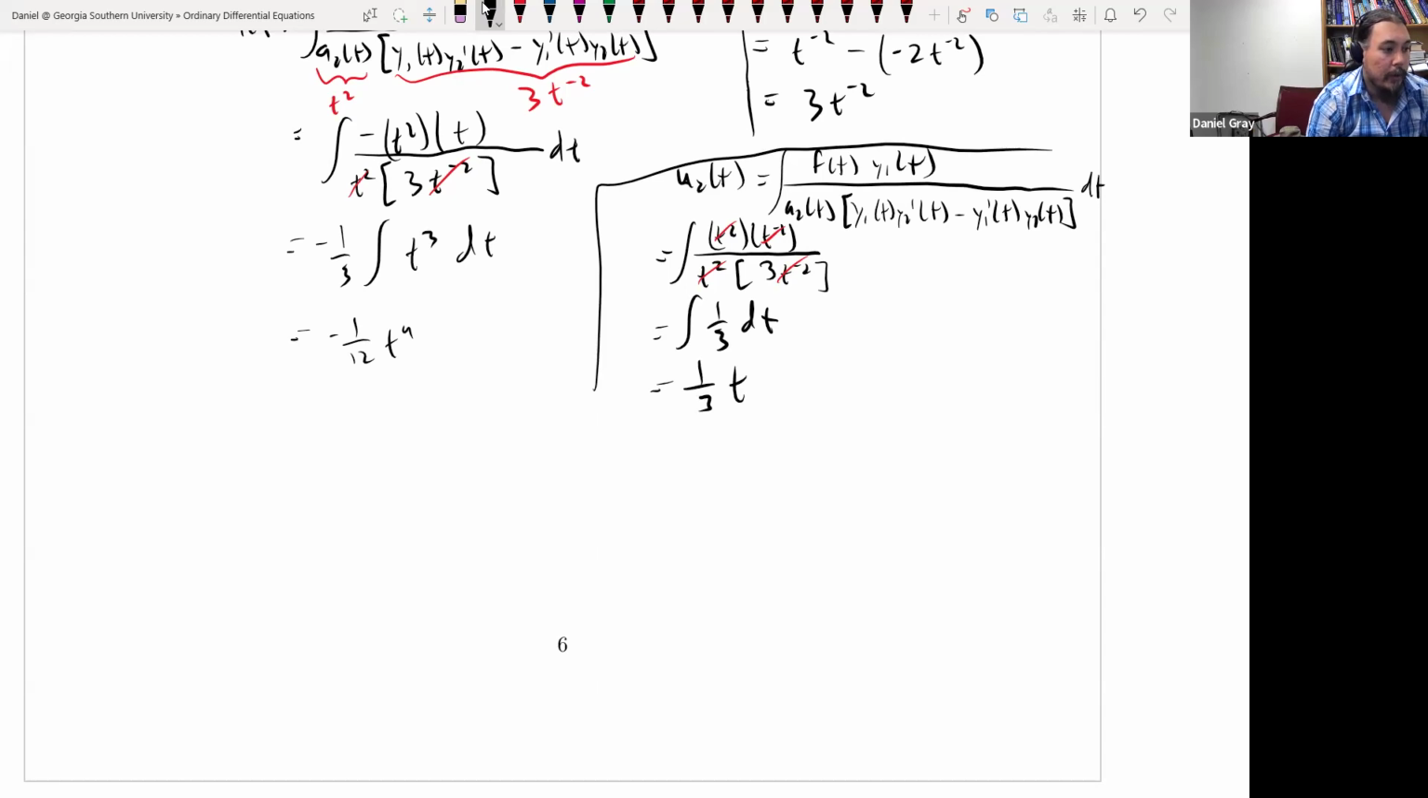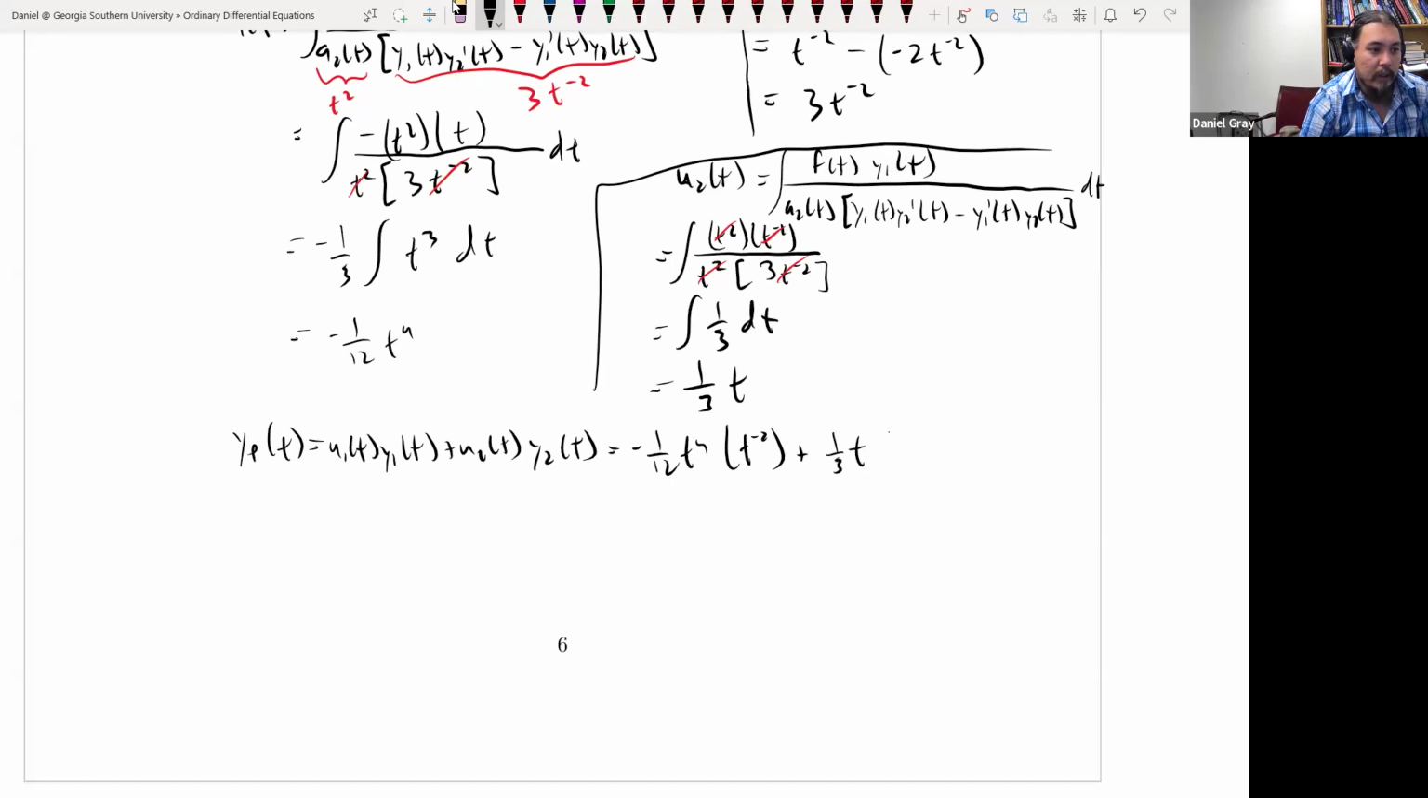Now I'm ready to go ahead and write the form of my particular solution here. So this is part 2. Or sorry, we're already on part 2. The form of my particular solution is always the same for variation of parameters. It's u1 of t times y1 of t plus u2 of t times y2 of t. So that's just going to be, well, u1 is negative 1/12 t to the 4th power, times y1, which is t to the negative second. Plus our u2 of t was 1/3 t times our y2 of t was just t.